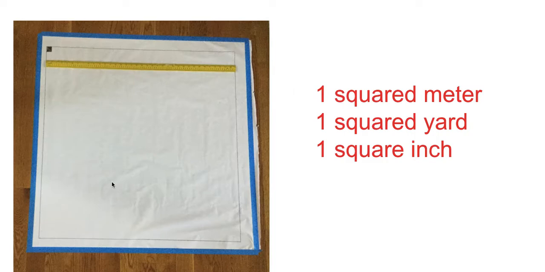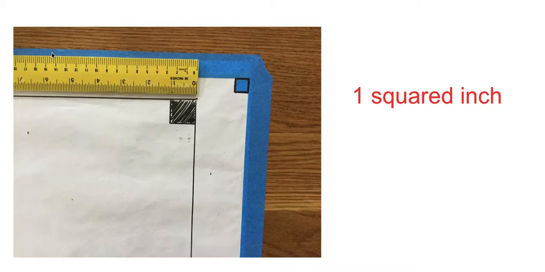Let's look at the comparison of 1 squared inch. So here you have your squared meter, your squared yard, and look how small 1 squared inch is compared to those. I wanted to zoom in and you can see that this equals 1 inch. So that means it's 1 inch on each side.